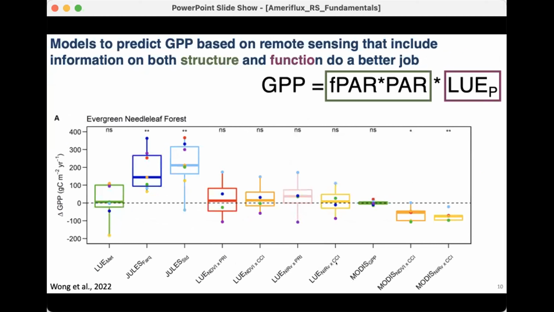So models to predict GPP based on remote sensing vegetation indices that include information on both structure and function ultimately do a better job. Here's a figure from a recent paper by Chris Wong. Sorry, there's a lot going on in this figure, but essentially this was building a bunch of different models to try and predict GPP, and then the change in GPP from the prediction versus the actual. And what we can see is that the models that have both something like NDVI, so that tells us about structure, as well as the light use efficiency of photosynthesis, the function, do a better job at predicting GPP than those that do not.